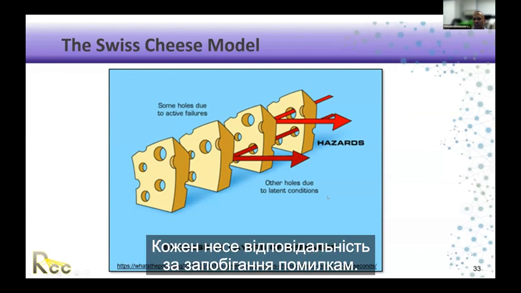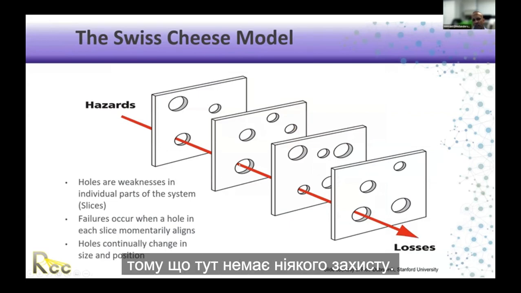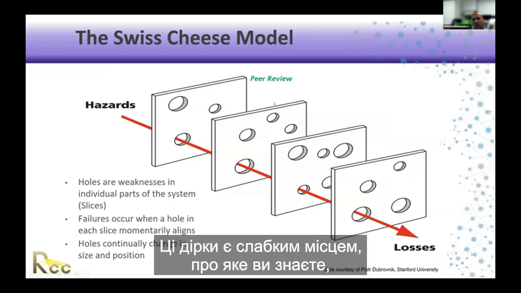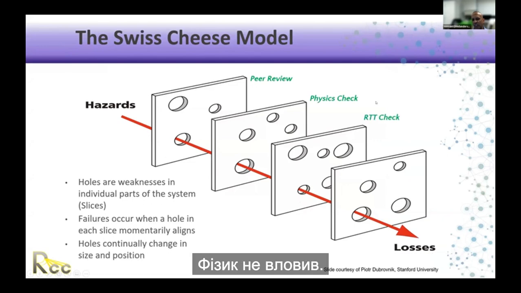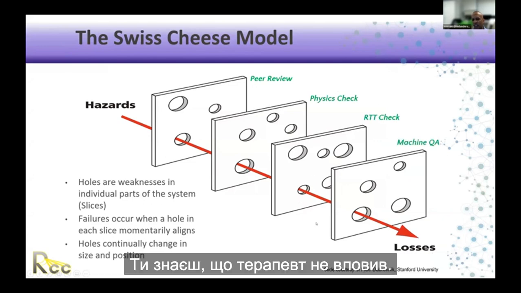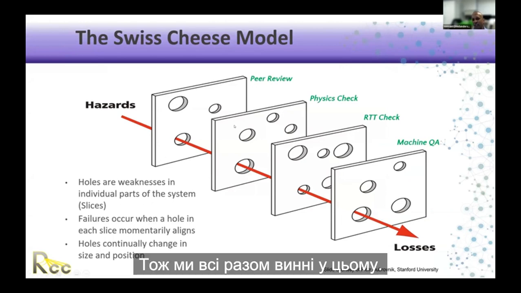Everybody's responsible in preventing error. See, right now you can see that it went through because there's no defense in here. These holes are the weaknesses. So peer review didn't catch it, physics didn't catch it, therapy didn't catch it. That's it. Machine care didn't catch it. That's it. Patient got treated. So we're all in this together.